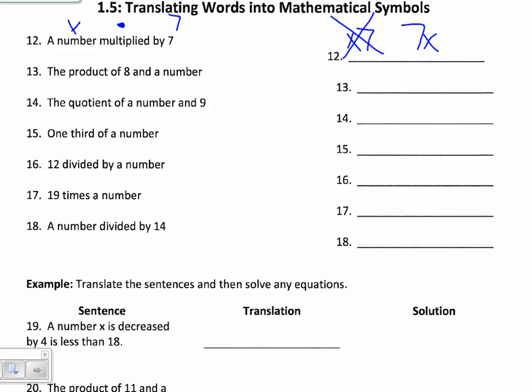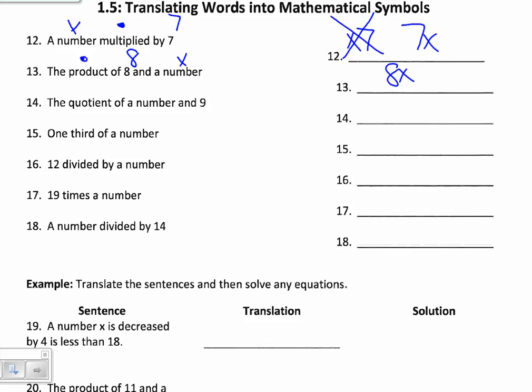Next one. The product of 8 and a number. Product means to multiply 8 and a number x. I don't know what that number is. So again, we don't put the multiplication sign on the outside. We're just going to squeeze them together and write 8x. We just simplify it. There's nothing in between. We know that to mean multiplication.